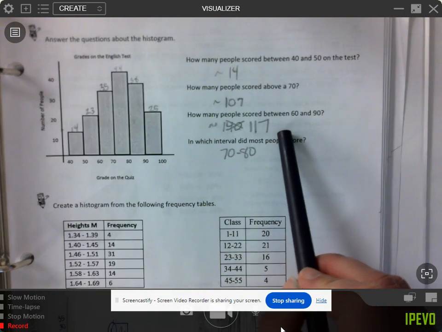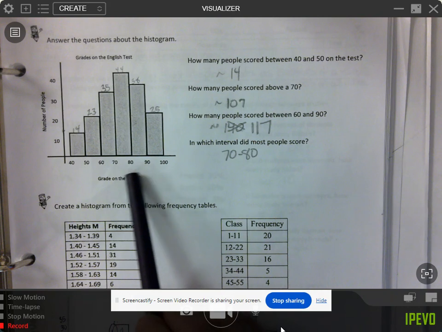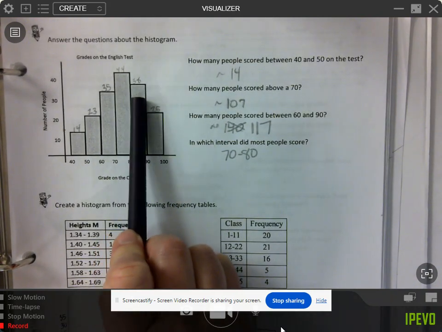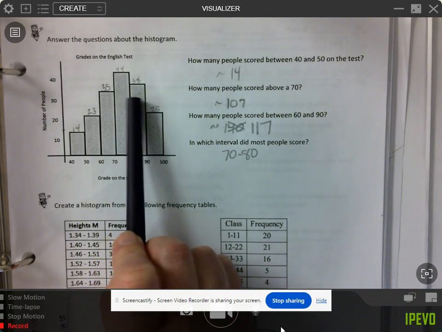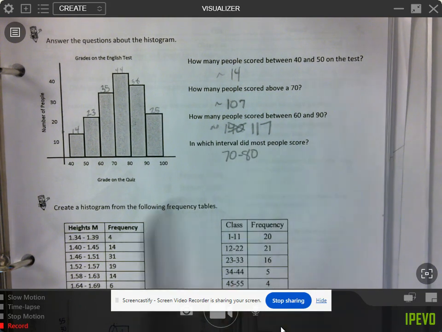Next one, how many people scored between 60 and 90? So going from 60 to 90. So again, we had to look at how many people scored on those 3 bars, those 3 intervals, and add them together. And I have about 117.